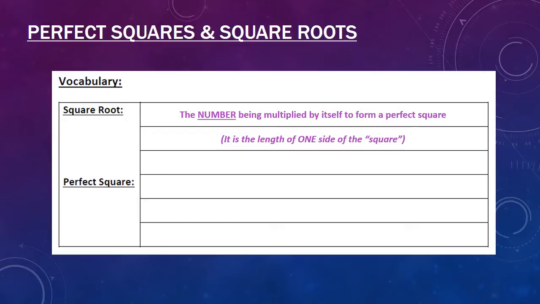The perfect square means that's the product, or the answer you get when you multiply a number times itself. This is also the area, or the number of units that were inside the square. So the square root will be the length of the side on the outside of the square, and the perfect square would be all the units inside. Another way to remember it is the square root is smaller than the perfect square, because the perfect square is the product when you multiply.